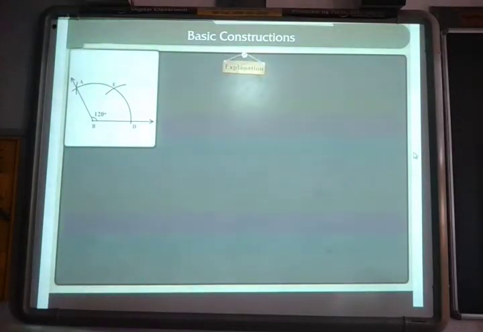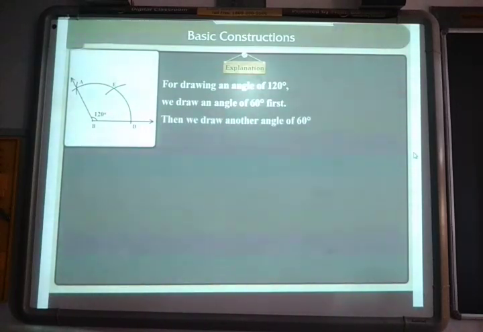We keep the same radius for all the arcs that we draw in order to construct an angle. Again, for drawing an angle of 120 degrees, we draw an angle of 60 degrees first. Then, we draw another angle of 60 degrees using the 60 degree mark on the arc.